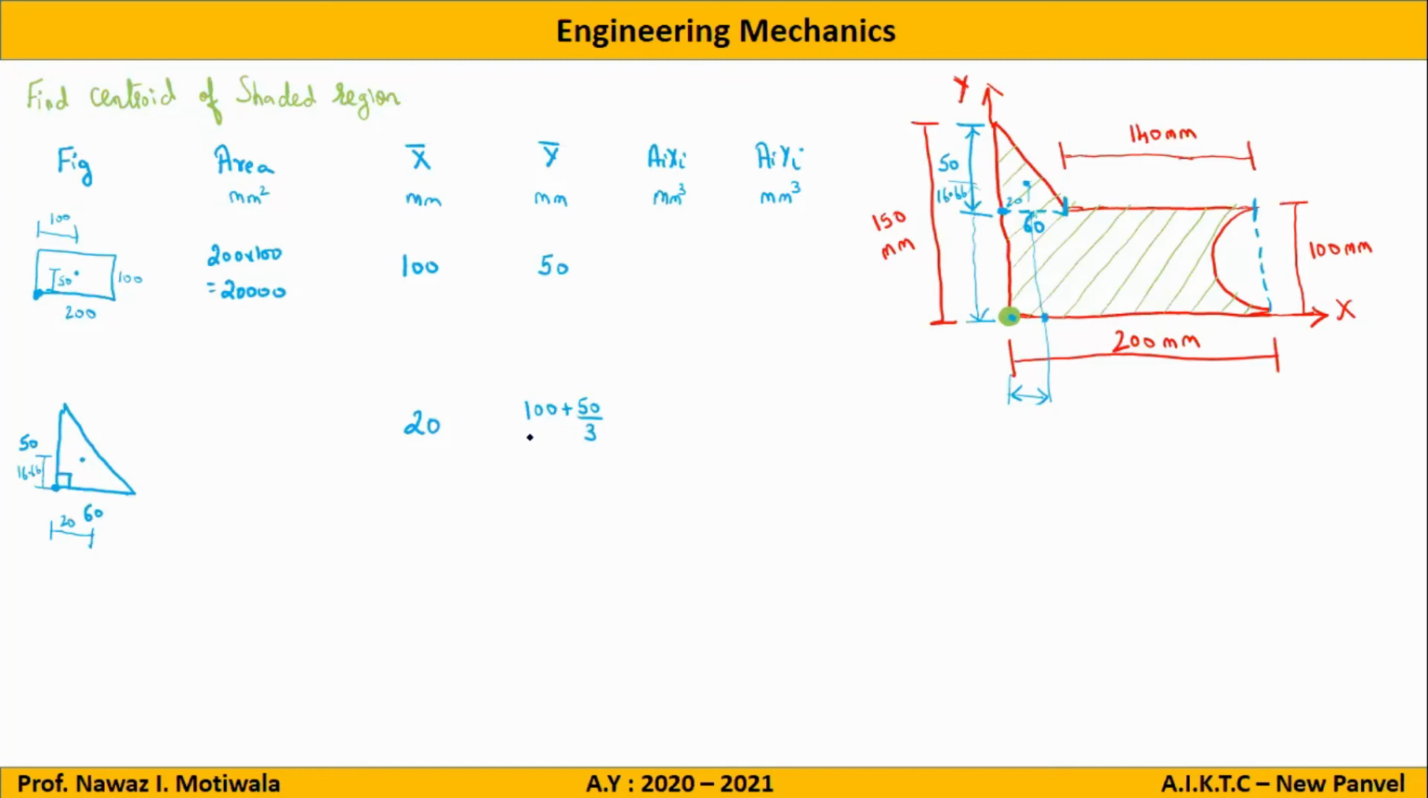Any doubts? No, sir. Okay. And in the triangle area, we have half into base into height. So 1500 will come out. Correct? And this will come around 116.66. Is it correct? Yes, sir. Okay.